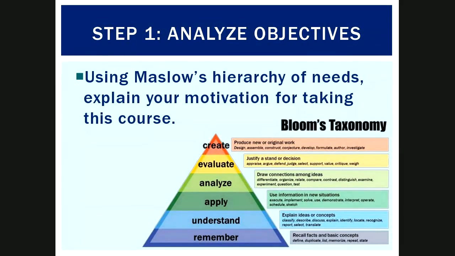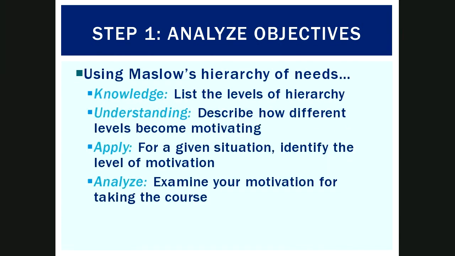They have to evaluate their motivation for taking this and then apply Maslow's hierarchy, analyze their motivation, all that sort of thing in order to answer this question. But to get to that point, there are certain things that they need to know. For example, they need to be able to list the levels in Maslow's hierarchy, and again, that's that bottom level. They have to understand how those different levels become motivating. According to Maslow, the upper levels don't become motivating until the lower level needs are met. They have to be able to apply that knowledge and understanding to a new situation. And then we're at the upper levels, which is examine their motivation for taking the course.